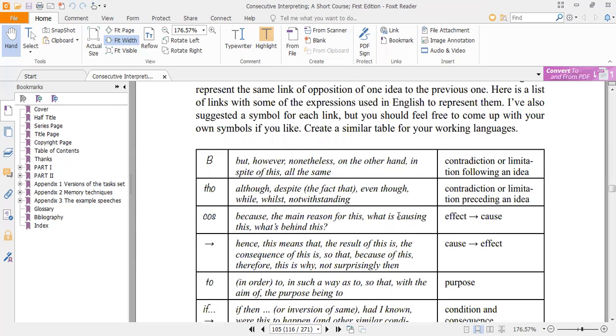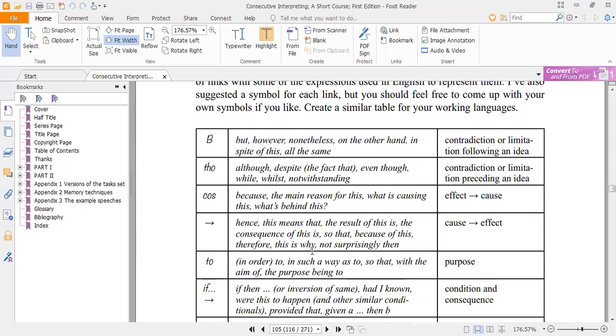So the relationship between the two sentences is effect and cause. Now look at this line. We can use these links: it refers to, hence, this means that, the result of this is, the consequence of this is, and so on. All these links are used to refer to the cause or the effect.